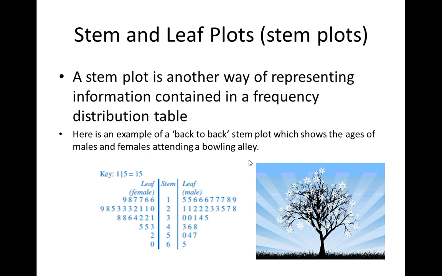Now let's just have a look at the structure of this back-to-back stem and leaf plot. You'll notice that at the top there is a key and it says 1/5 equals 15, so that's providing us some sort of information. And then we've got some headings: leaf, stem, and leaf. We can see that the left-hand leaves seem to have something to do with females, and the right-hand leaves are to do with males. The stem numbers down the centre, 1, 2, 3, 4, 5, and 6, have something to do with their ages. And over at the right-hand side we have a picture of a tree, which a little bit resembles that stem and leaf plot. So maybe that's got something to do with why it's named a stem and leaf plot.